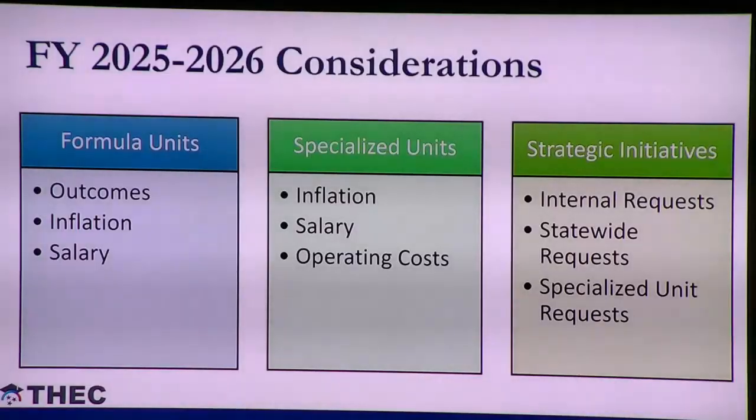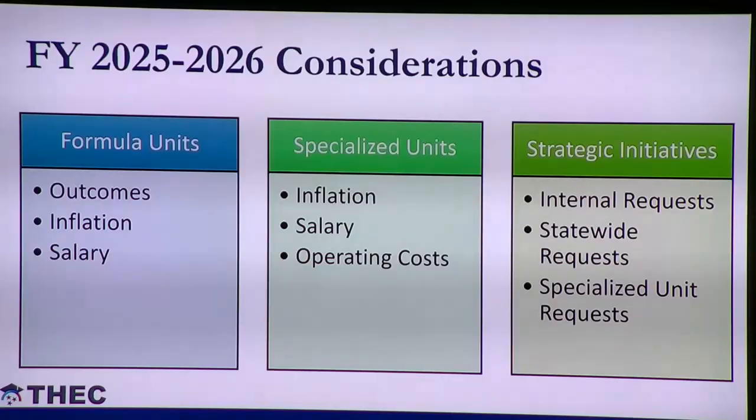And so I want to share a few things with you all today to give you a heads up of what you might expect to see in November, some of the things that we're thinking through right now as part of that process. On our team, when we think about the budget request each year, we're really thinking about these three broad categories. First, for our formula units, first and foremost, the outcomes-based funding formula is going to drive a lot of what that request looks like.